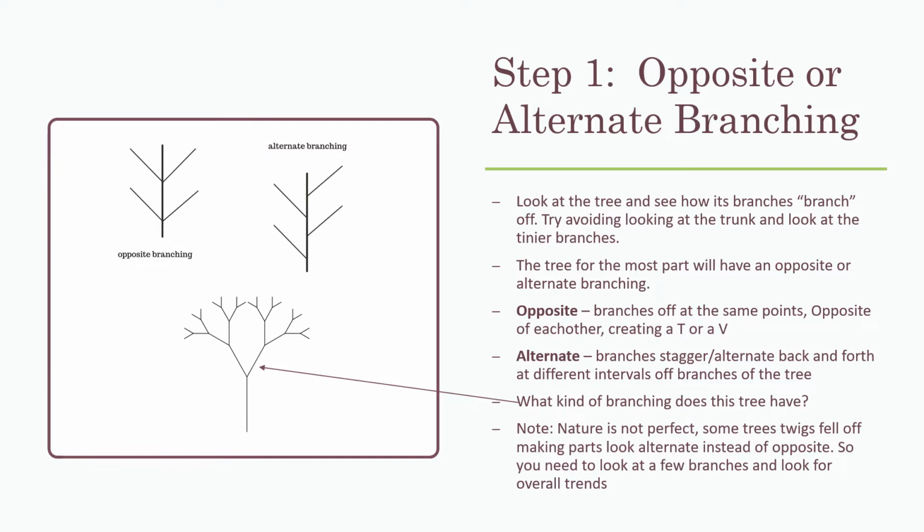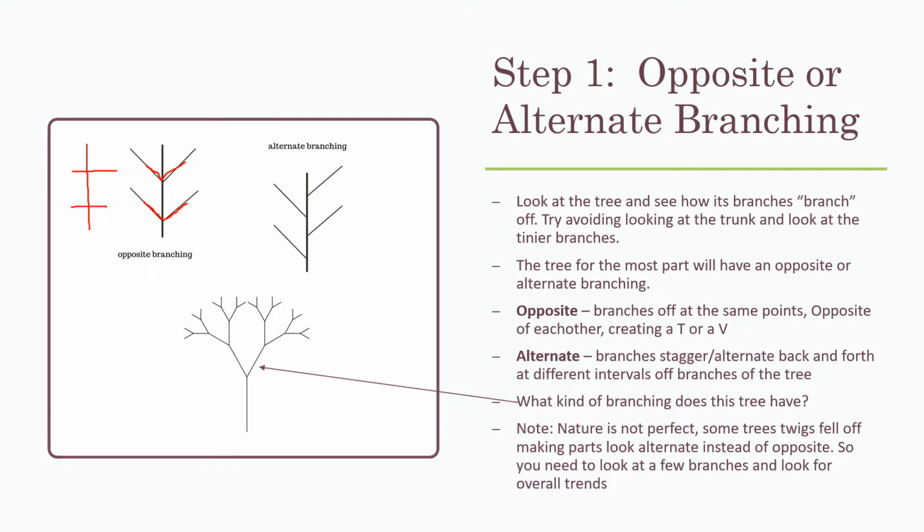So if you look at the image on the left, you'll see an example of opposite branching. In opposite branching, the twigs or the smaller branches branch off at the same points, opposite of each other, either creating a V or a T. So with my little cursor, I'm going to draw in a V on these branches to show that the twigs are coming off opposite each other in a V. But sometimes you'll also see them coming out horizontal, still opposite, but in a T pattern.